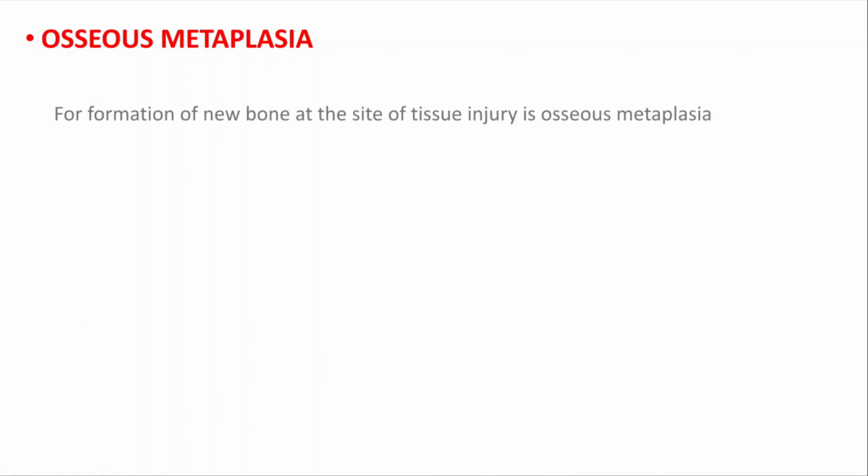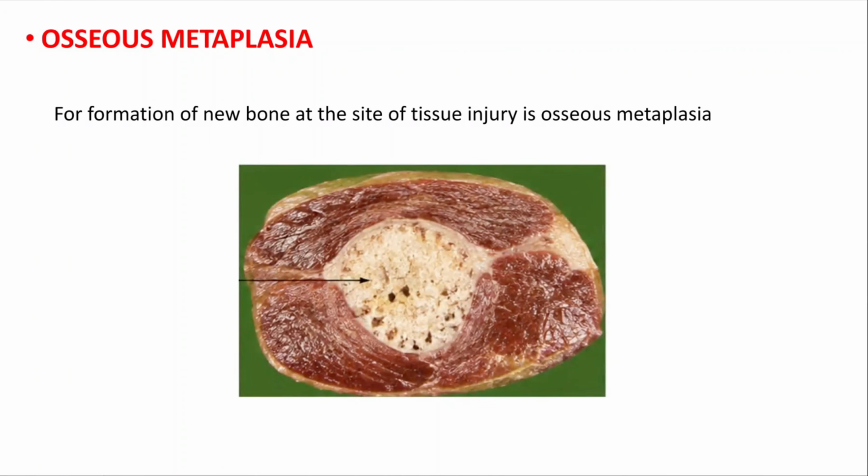Now next, let's go through osseous metaplasia. Osseous metaplasia is the formation of new bone at the site of tissue injury. And the most common example for this is myositis ossificans, which is formation of a new bone within a muscle secondary to intramuscular hemorrhage. So in this image you can see that bone formation has occurred within the muscle, and this is secondary to intramuscular hemorrhage. So this is osseous metaplasia. So this completes the chapter on cellular adaptation.